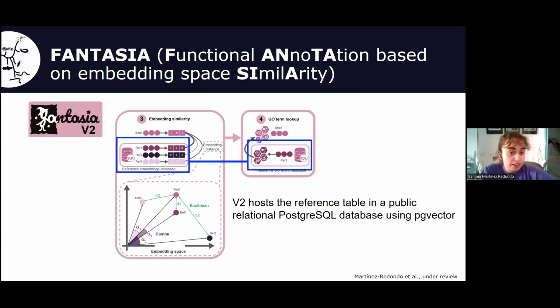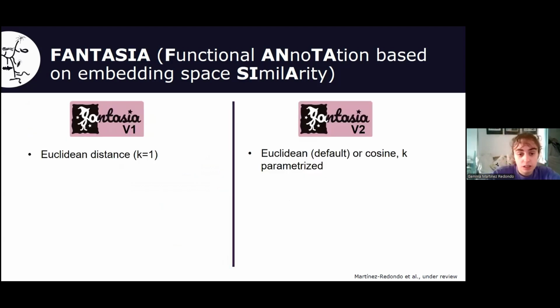The main difference in the way it's implemented between versions 1 and 2, besides small things like input and output and pre-processing, is that in version 2 the reference table is hosted in a public relational PostgreSQL database using pgvector. This makes it much easier to update in the future versions that will come.